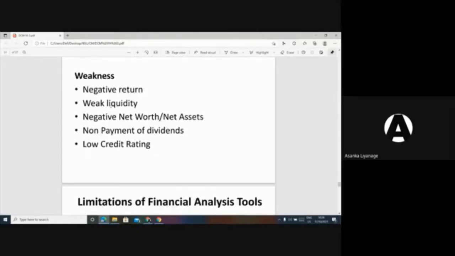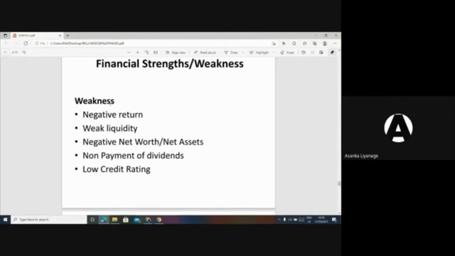Similarly, there are some financial weaknesses, such as negative returns. If the net profit ratio, return on equity or return on assets are negative, that is a weakness. Then weak liquidity. Some companies maintain their financial position with a minimum liquidity. They have not maintained acceptable ratios like current ratio 1:2. They may have 1:0.5 and the quick asset ratio 1:1, but in this company it is 1:0.25. Those are weak liquidity ratios.